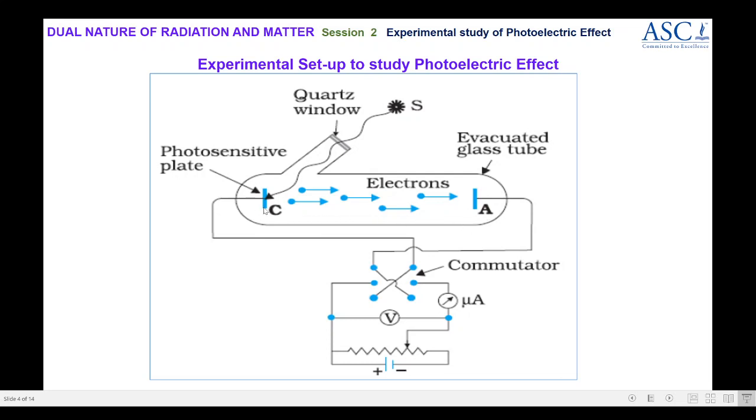Cathode is a photosensitive plate which is negative, and anode is a collector which collects the electrons, which can be given either positive or negative potential depending on the situation. And then you can see the source of light, which is represented by S, and then there is a quartz window which is sealed to the glass tube, and this window has a filter attached to it which helps in allowing the required frequency of light radiation.